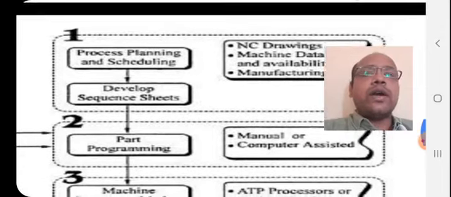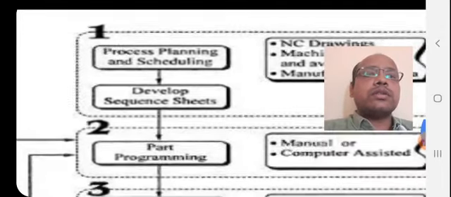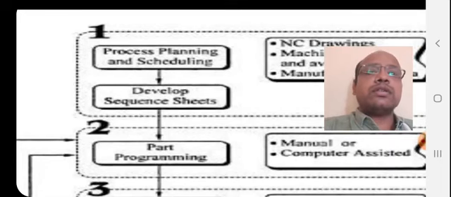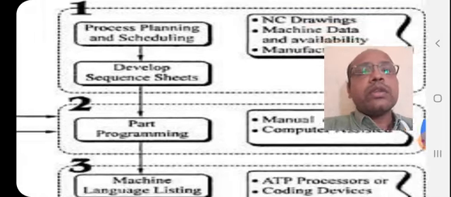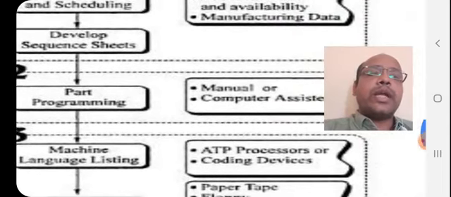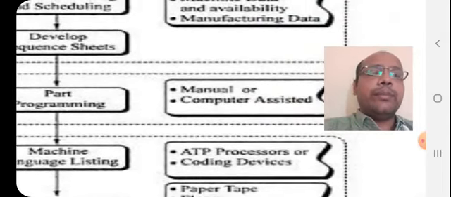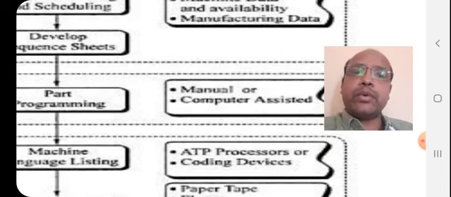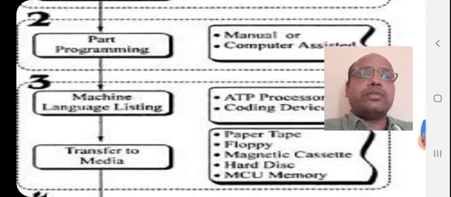It also requires developing sequence sheets. In manufacturing operations there is a proper sequence of each operation, and that sheet is also required in the first stage. In the second stage we need a part program. A part program, as we have already learned, may be manual or computer assisted. You can write the part program manually or you can generate it by using computers.